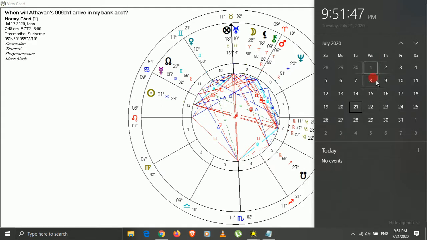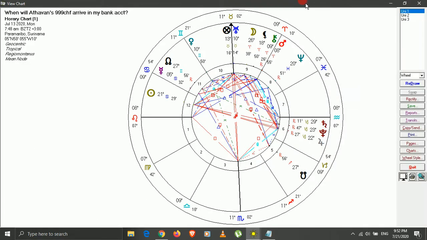Okay, Wednesday wasn't included, so money was sent to me on the 13th. It took 2 days to process, including the 13th, and boom, I got it on Wednesday just when the working day was getting up and running for the establishment which I am specifically reliant upon, so the bank. So yeah, there you go. That is how you calculate a horary chart for a time-related or time-sensitive question.